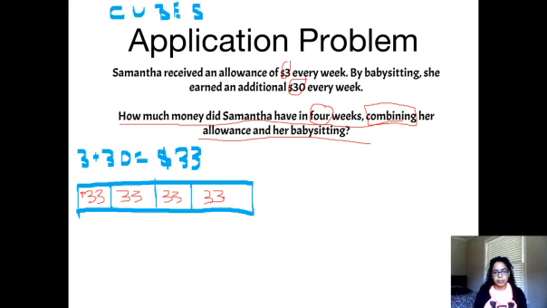Now, we got our tape diagram, and now what we need to do is just either add it 4 times or we can multiply it 4 times. All in favor of multiplying? Yes, let's do it. So, 33 times 4. Okay, so $33. And this represents the 4 weeks over here.